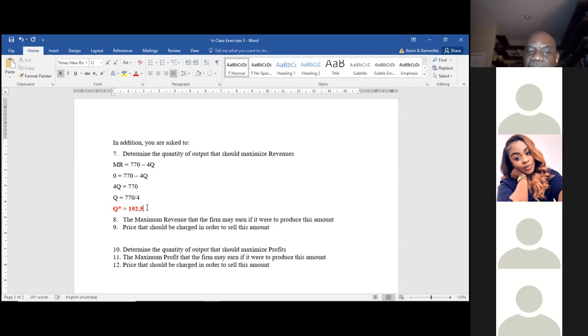Mm-hmm. Okay. Question 8 says then, how much money we can actually make if we produce and sell 192.5 units. So what is the maximum revenue that the firm can earn if we were to produce this amount? So how do we find out what our revenue will actually be if we were to produce and sell this amount?